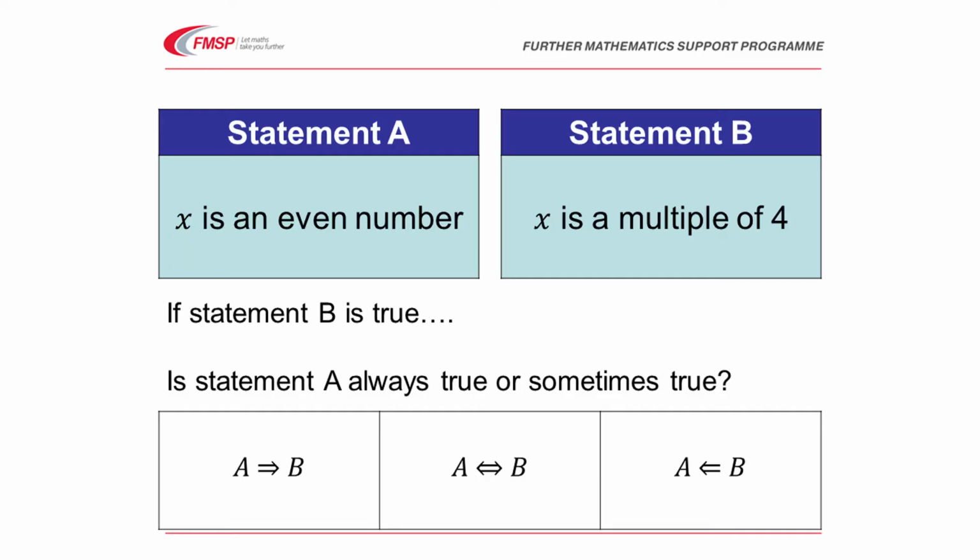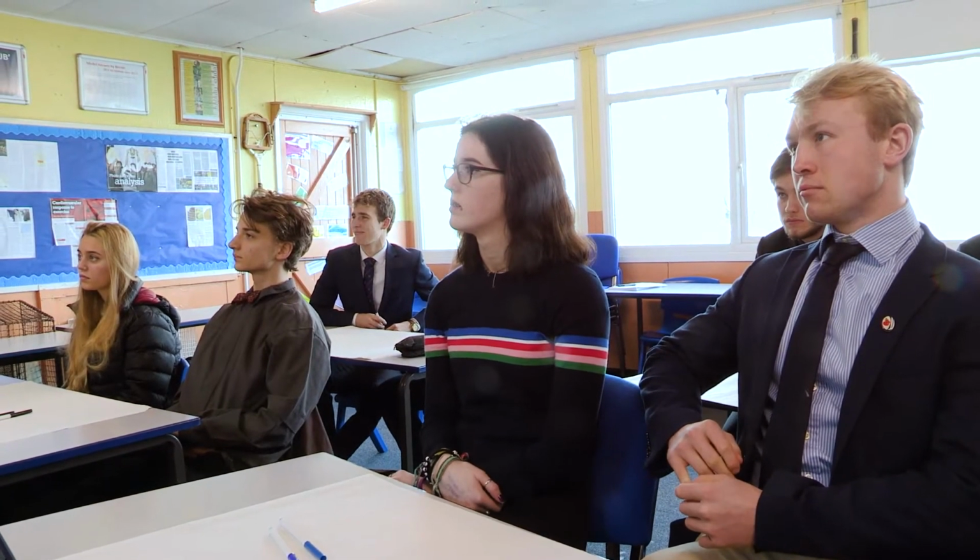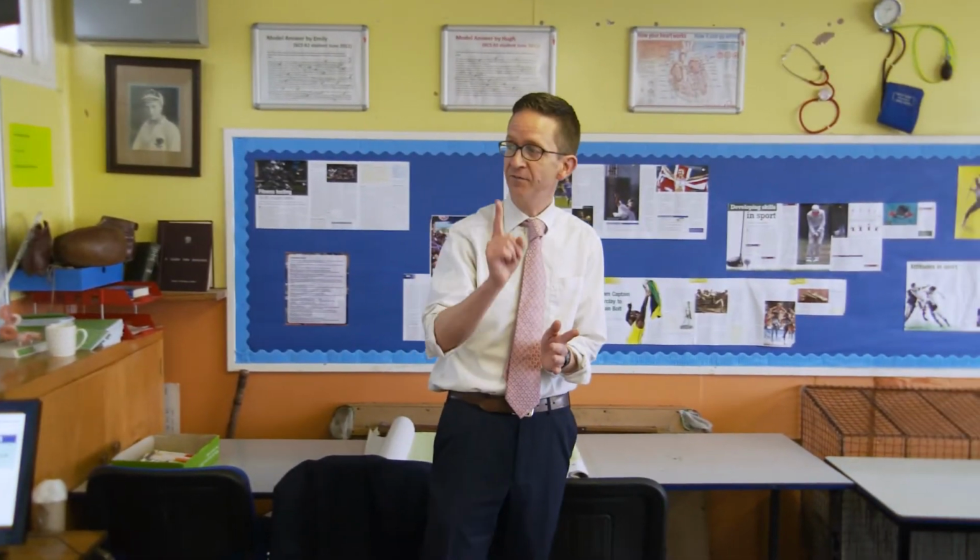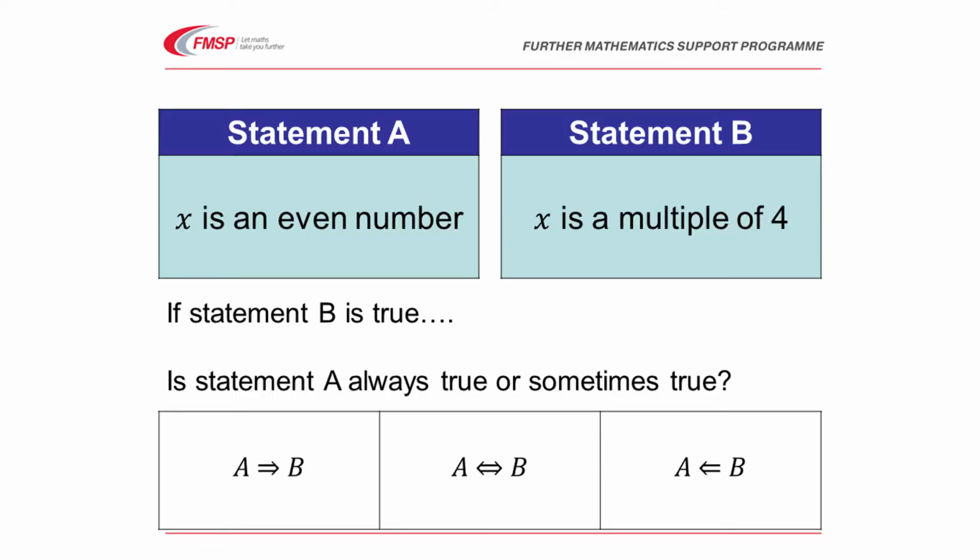So just on the board, I've got two statements. X is an even number for statement A and X is a multiple of 4 for statement B. What I just want you to think about, and you've got about 30 seconds in your head, check with the person next to you. We started with two statements that I wanted the students to think about. If you knew one was true, could you be sure that the other one was true, and the other way round? It was a question that was fairly, I wouldn't say straightforward, but they're familiar with the vocabulary in it.